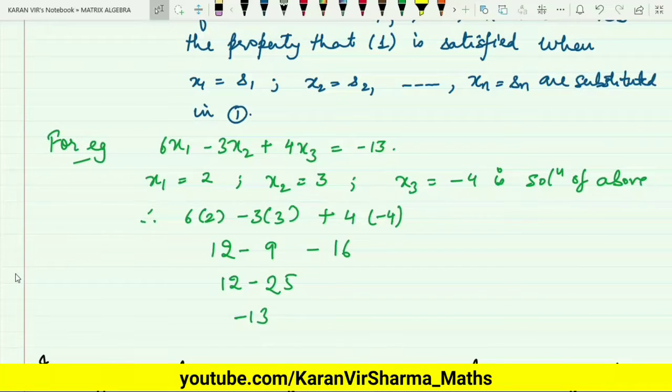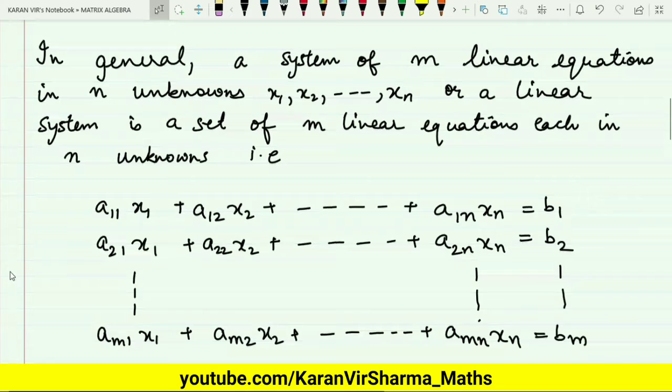So let us discuss this through an example. If we have a linear equation 6x1 minus 3x2 plus 4x3 equals minus 13, and if I claim that x1 equals 2, x2 equals 3 and x3 equals minus 4 is a solution of the above, it means on substituting x1 equals 2 and x2 equals 3 and similarly x3 equals minus 4, we'll be getting minus 13, and that is what I have proved here.